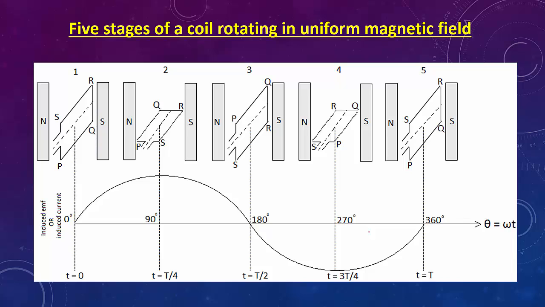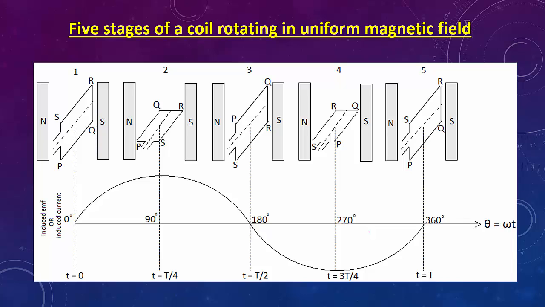In the previous class, we studied construction and working of AC generator. Here, when the coil is rotating in uniform magnetic field, we know that for every half rotation of the coil, induced current direction changes. From 0 to 90 degree, it is perpendicular, then 90 to 180 degree, it is parallel to the magnetic field. Then 180 to 270, again it is perpendicular. Then for 270 to 360, again it is parallel. So in this way, for every half rotation, direction of induced EMF goes on changing.